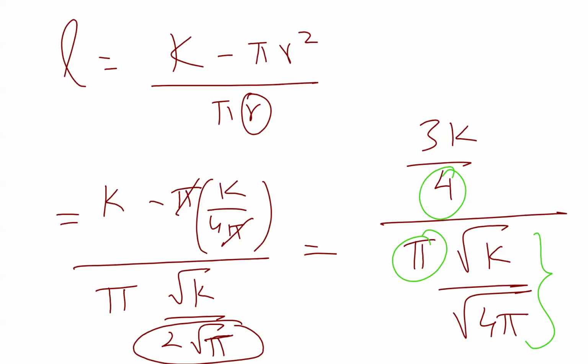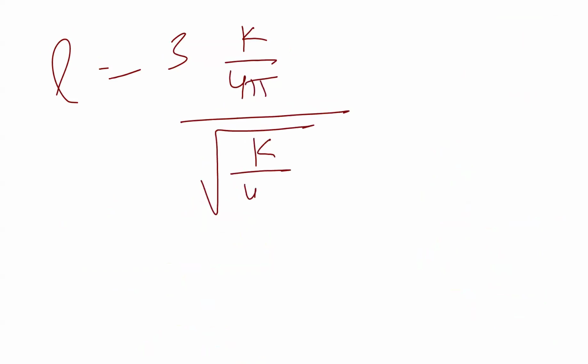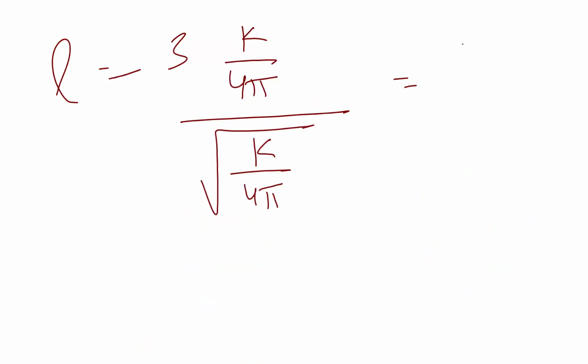So 3k by 4 pi, L is equal to 3k by 4 pi, upon root of k by 4 pi. Practice this thing again and again. What I did, I grouped this term and this term. I wrote it as 4 pi, and this root I have combined. So 3 root k by 4 pi. So that is your L.